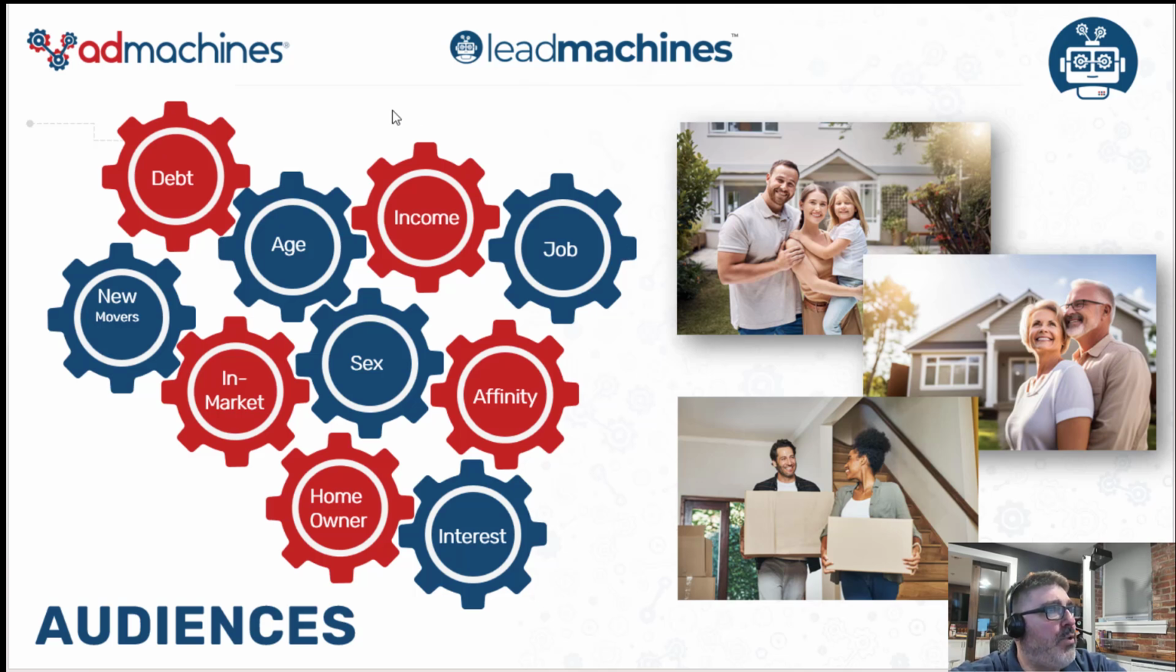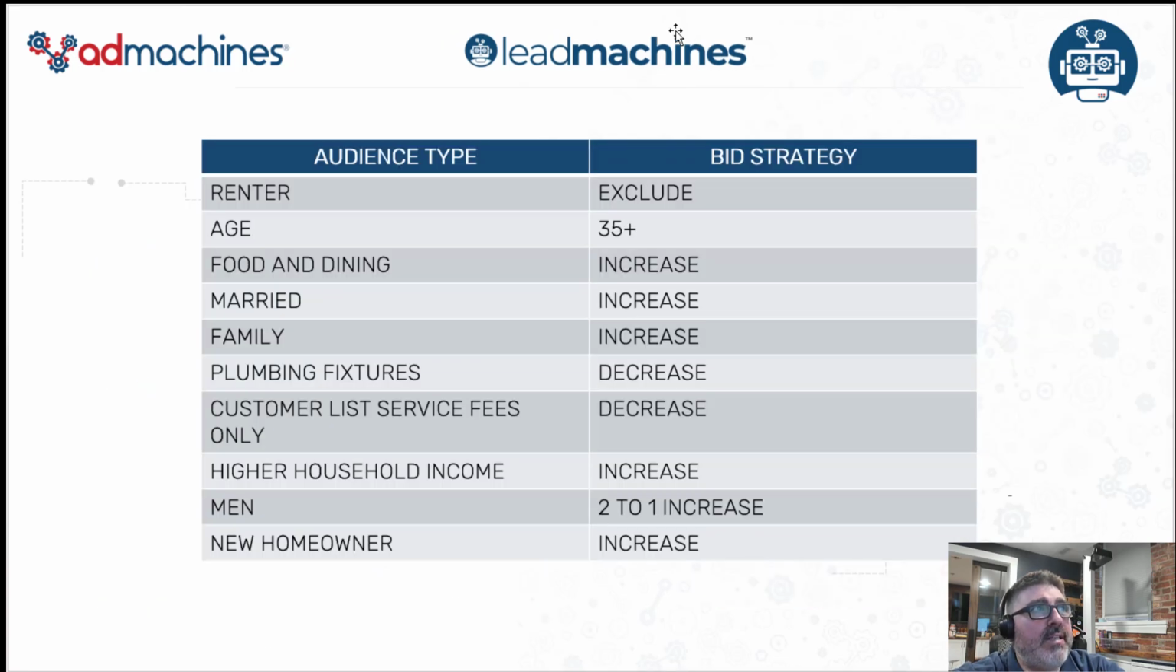I always like to incorporate different audiences in my campaigns. I don't want everybody to see my ads. Not everybody is going to be a customer, right? So I'm going to talk to you a little bit about these audiences. We're going to exclude renters. We're going to target people over 35. We're going to spend more money on people that are searching for food and dining. If there's a drain problem, they're most likely going to eat out tonight, right?